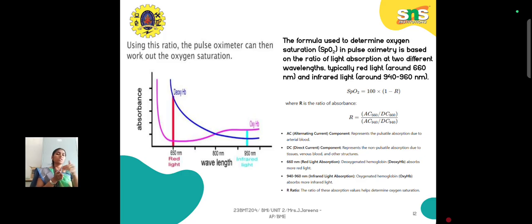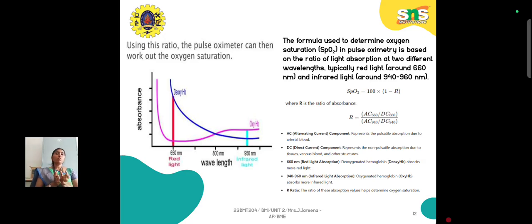So if you take all these four values of absorbance from this graph, that is the absorbance wavelength graph, and put the values in this formula, R is equal to AC divided by DC, you will get to know the ratio of the absorbance. Once you know the ratio of the absorbance, you have to put this R value in another formula, the formula to measure the SpO2 in terms of 100%. That formula is SpO2 is equal to 100 into 1 minus R. So already you know the R value. If you substitute that R value in the SpO2 formula, then you come to know the SpO2.